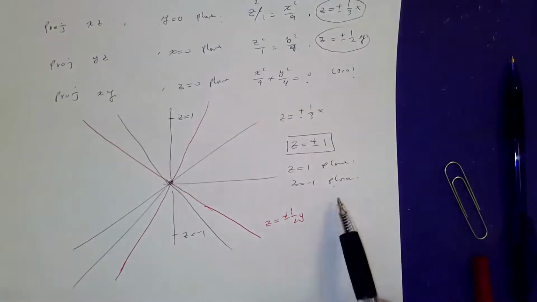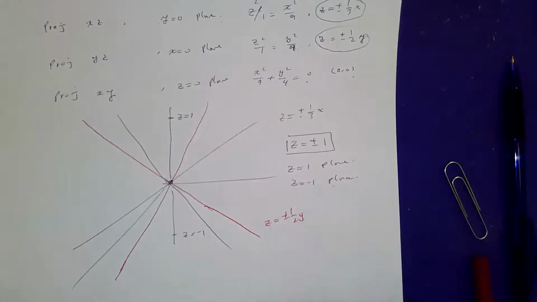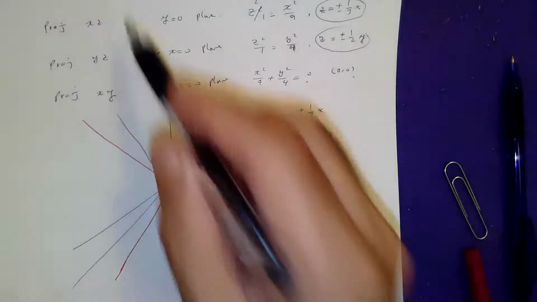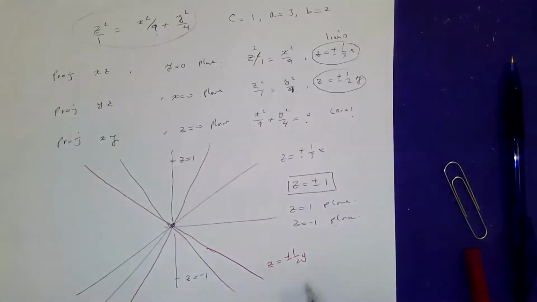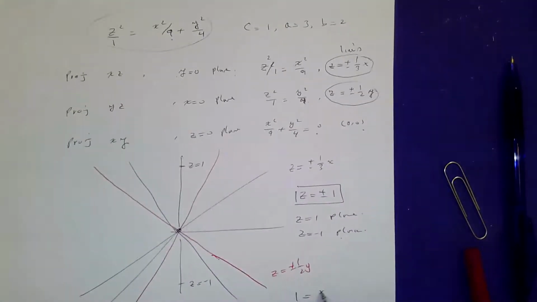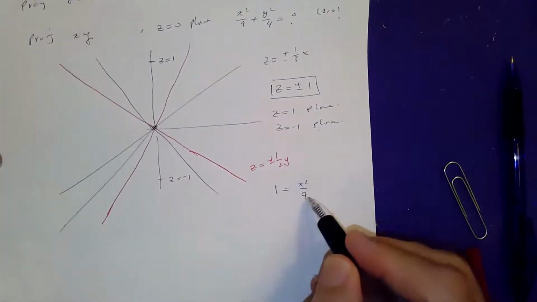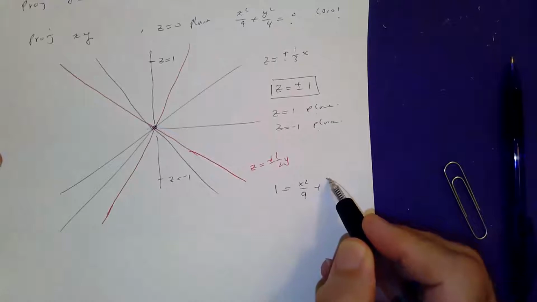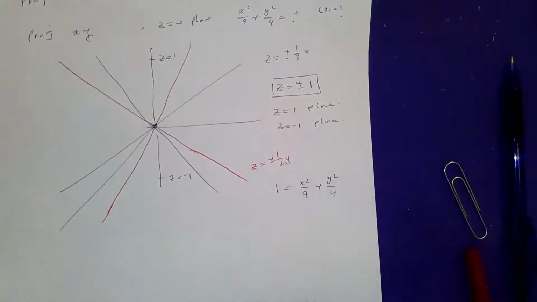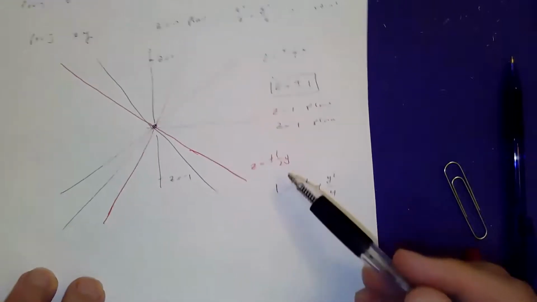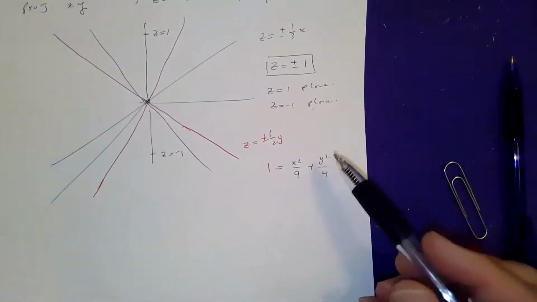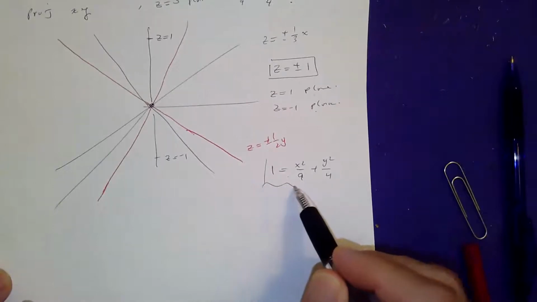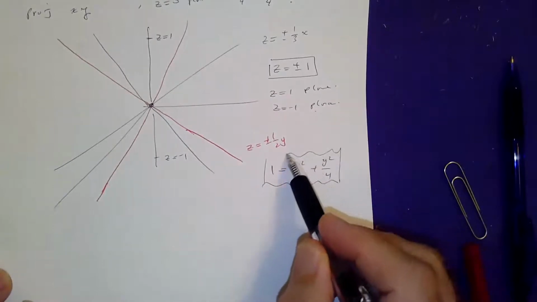Okay, remember, these are not points, these are planes. Turns out, if you replace the z's in your equation right here with plus or minus 1, in both cases you get 1 equals x squared over 9 plus y squared over 4. Whether z is plus or minus 1, because it's squared, you still get 1. Do you see it?